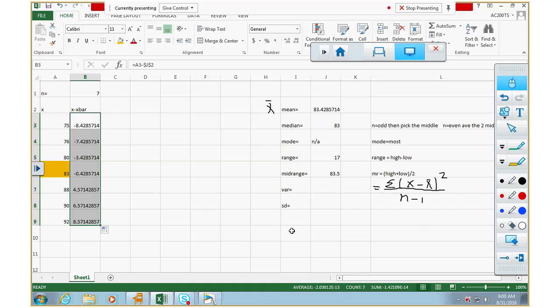If you don't have a calculator, use one on your phone. It ain't rocket science. It's just grocery math. Just 75 minus 83, 76 minus 83. Come up with those same numbers.